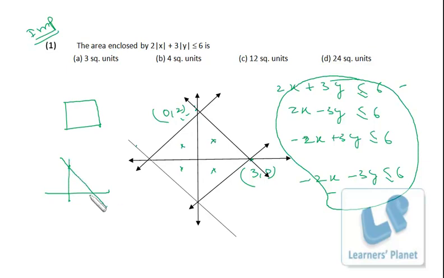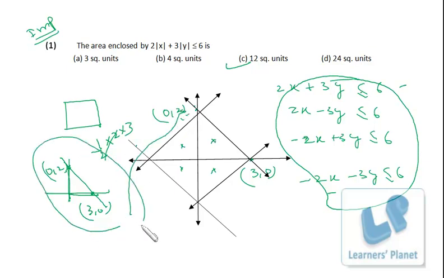Just draw one line, get the coordinates of this point, 3, 0, then this is 0, 2. That means this length is 3, this length is 2, so the area of the triangle will be half into 2 into 3, that is just 3. Area of one quarter is 3, that means the area of the 4 quarters will be nothing but 12, right? So very simply, you only have to do just this much work, right?